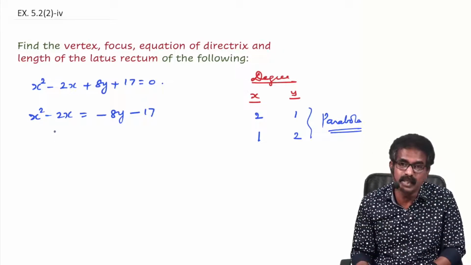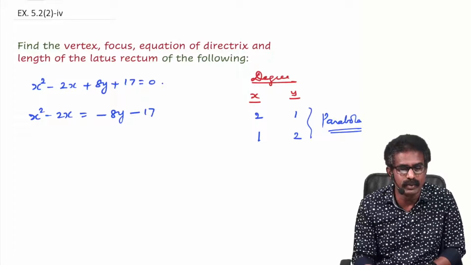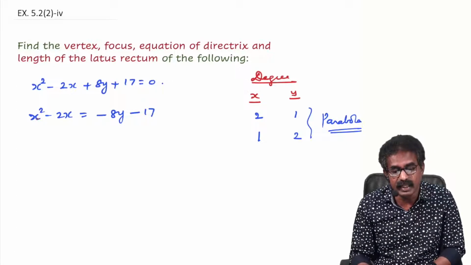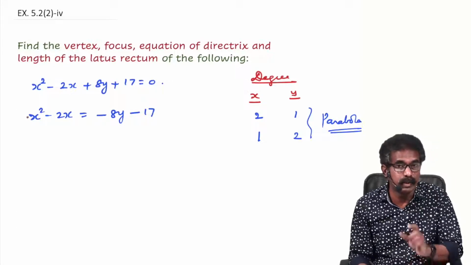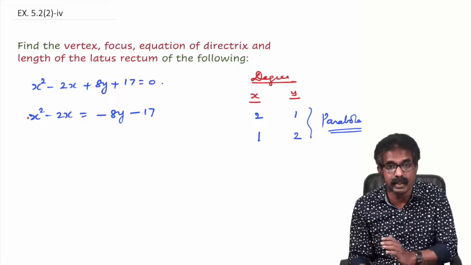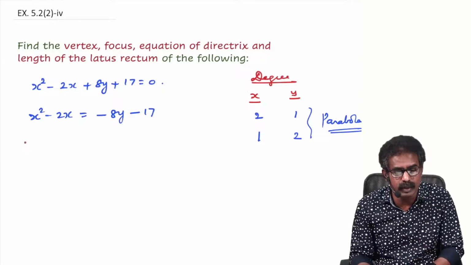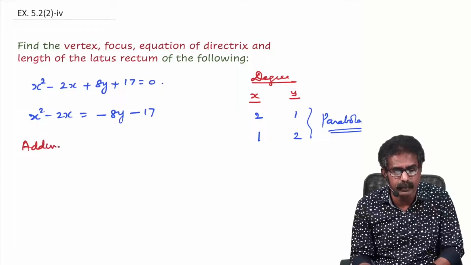Now the completing the square method. Already you know how to complete the square. On the left side, the x square coefficient is 1. If not, you make it 1 by dividing by that number. The x square coefficient must be 1. Now, on both sides you are going to add a number.